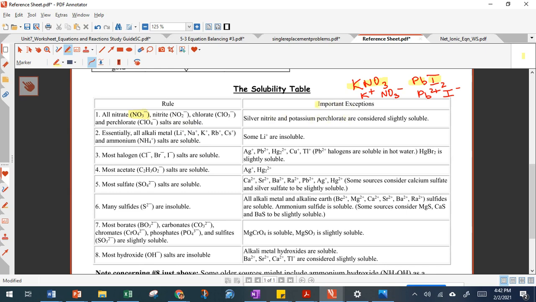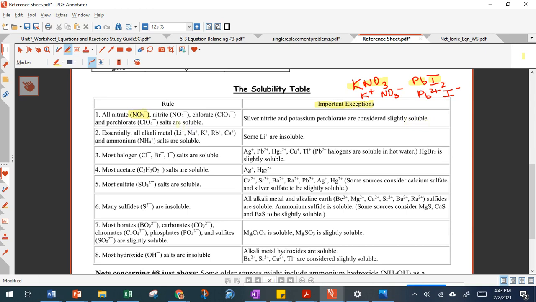So I want to go over to this column with important exceptions. The only exceptions I can see here have to do with silver nitrate, nitrite, and potassium perchlorate. So exceptions in this case say it's slightly soluble. Whenever you see the word slightly soluble, that means if you were to look at it with your eyes, it would appear insoluble, but if you were to get a microscope, you might see a few ions in solution, but visibly it would appear insoluble.